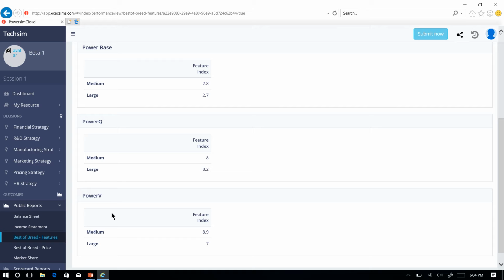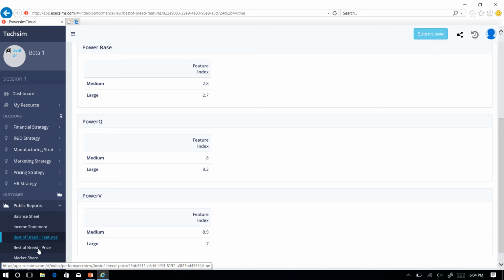And then lastly, we have Power V. And this is still being developed, which is why for this specific technology, although for the medium size, the feature index is very high, for the large, it is not as high. And because this is still being developed, it would need to have some more money put into it before this index could get a little bit higher.